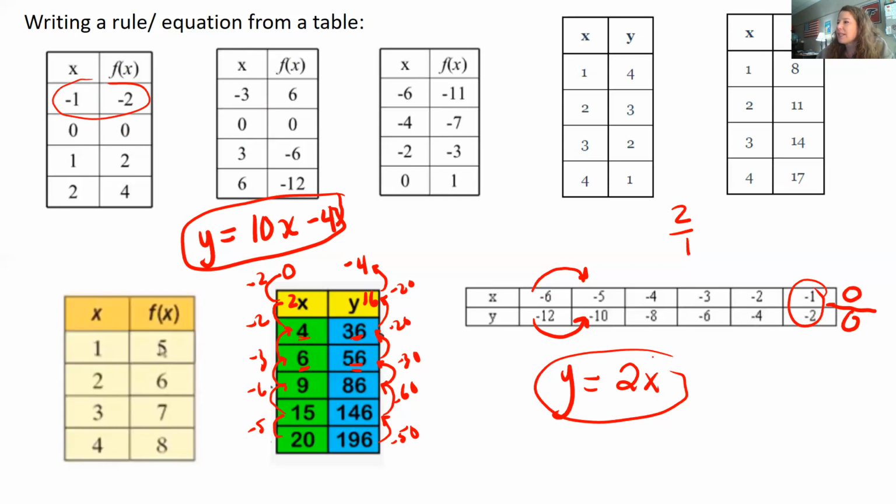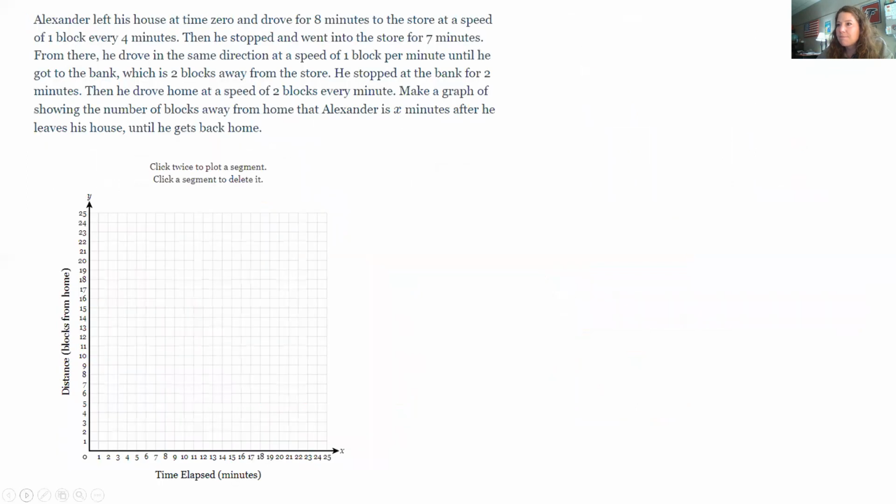But just double check your answer. Is negative 4 times 2 negative 8? Is negative 3 times 2 negative 6? Yes, yes, yes. All right, so let's look at some more of your problems.